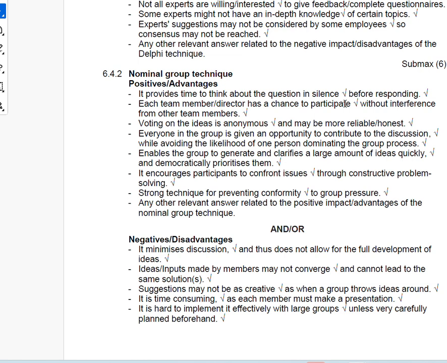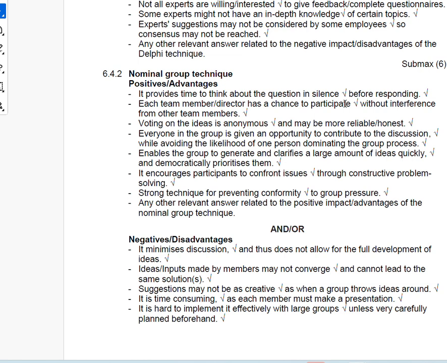It provides time to think about the question in silence before responding. Each team member or director has a chance to participate without interference from other team members. Voting on the ideas is anonymous and may be more reliable and honest. Anyone in the group is given an opportunity to contribute to the discussion while avoiding the likelihood of one person dominating the group process. Enables the group to generate and clarify a large amount of ideas quickly and democratically prioritize them. It encourages participants to confront issues through constructive problem solving, with techniques for preventing conformity to group pressure.